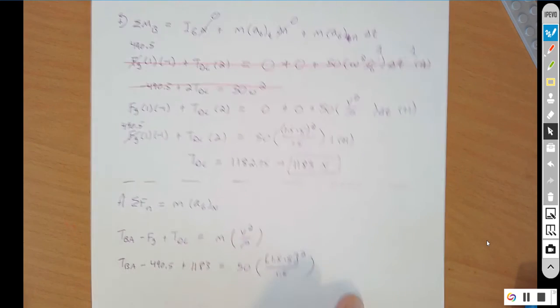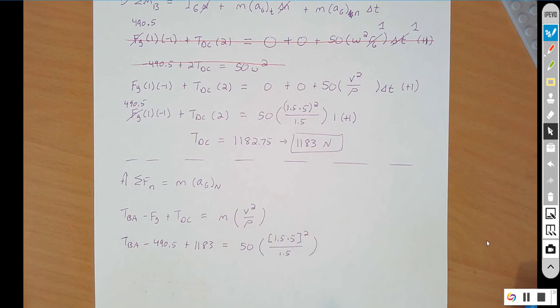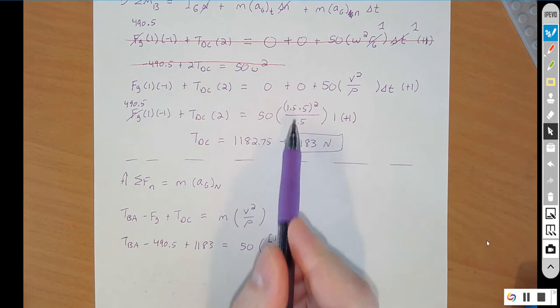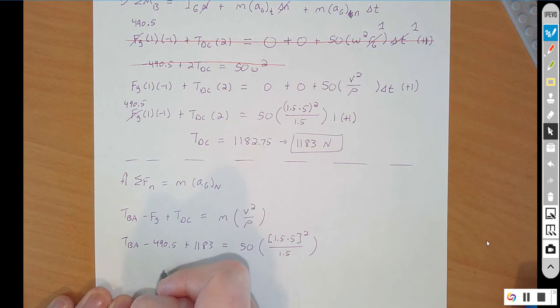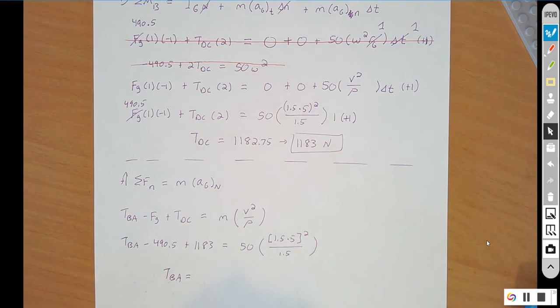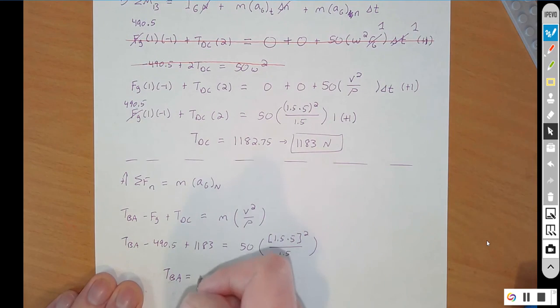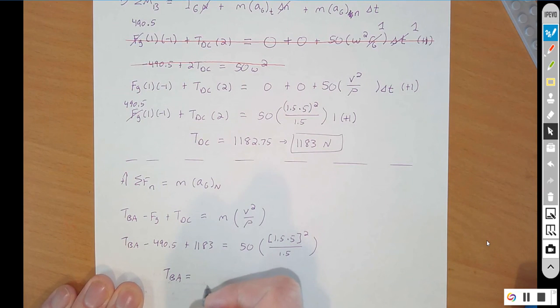Oops, you can't see any of that. There you go. So v squared over rho, same stuff. The only thing we don't know now is tension BA. We solve for it. You will find that it is 1,183 as well. So same numbers, they're actually balanced in this case, which would make sense.